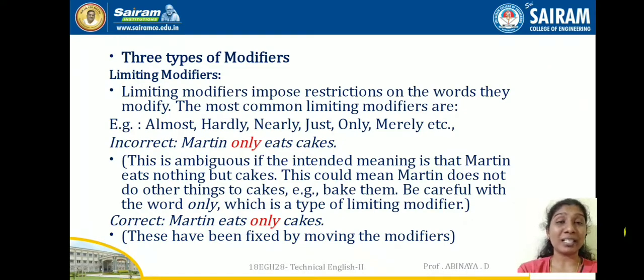Because the actual intention of the sentence is that Martin eats only cakes. He is not eating anything other, only cake, right? So this is ambiguous if the intended meaning is that Martin eats nothing but cakes. But the sentence could mean that Martin does not do any other thing to the cake, for example, bake them or touch them or anything. So that leads to a misinterpretation, right? So be careful with the word "only", which is a type of limiting modifier.